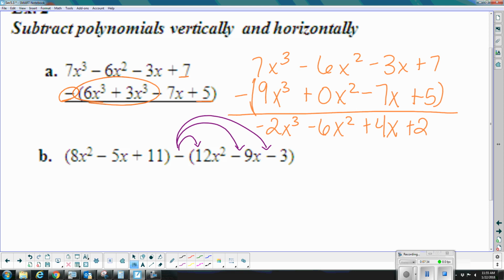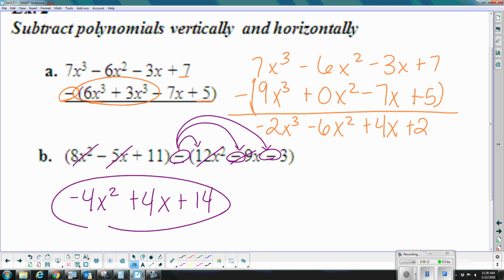So that's 8x squared minus positive 12x squared, which is negative 4x squared. Okay, I took care of these. Now I have a negative 5 minus a negative 9. So that's a negative 5 plus 9, which is positive 4x. All right, now I took care of those terms. Now I've got 11 minus a negative 3, which is 11 plus 3, which is plus 14. And that's my answer.